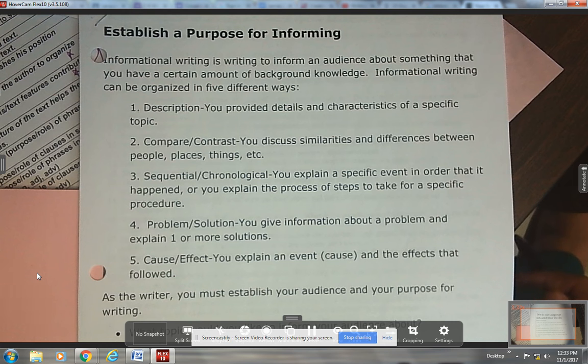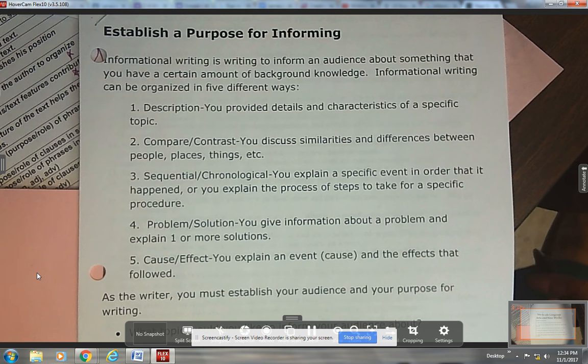We may inform our audience using the method of problem solution. So we might tell them about a problem and explain what that problem is in detail, and then give them a solution for how that problem maybe could be fixed, or multiple solutions for how that problem may be fixed. We can inform with cause and effect. So maybe we give information about the causes of a specific event in our life, and then also explain how that specific event affected our life and made changes in our life in a certain way.